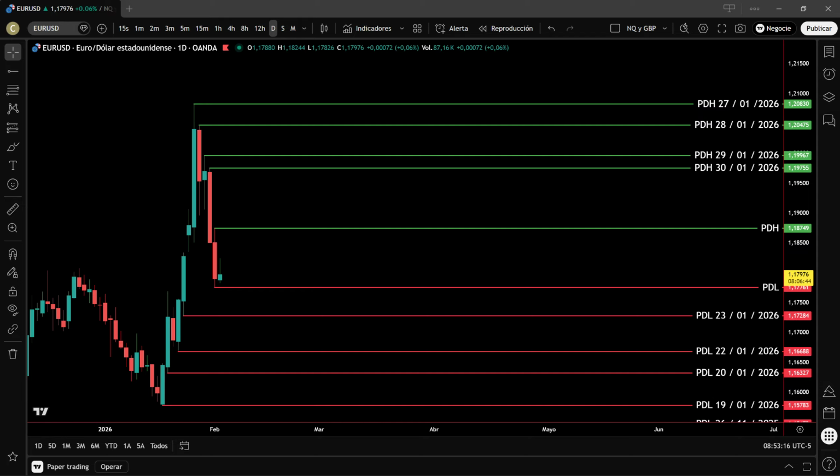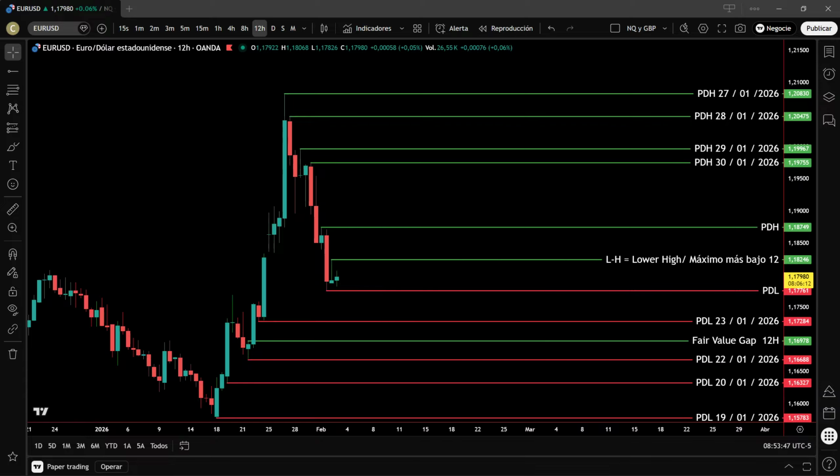Each level you see highlighted in green and red constitutes our roadmap for the upcoming sessions. The market is constantly clearing these zones before deciding its next large-scale directional move, and our job is to identify which liquidity zone it is most likely to expand toward next.